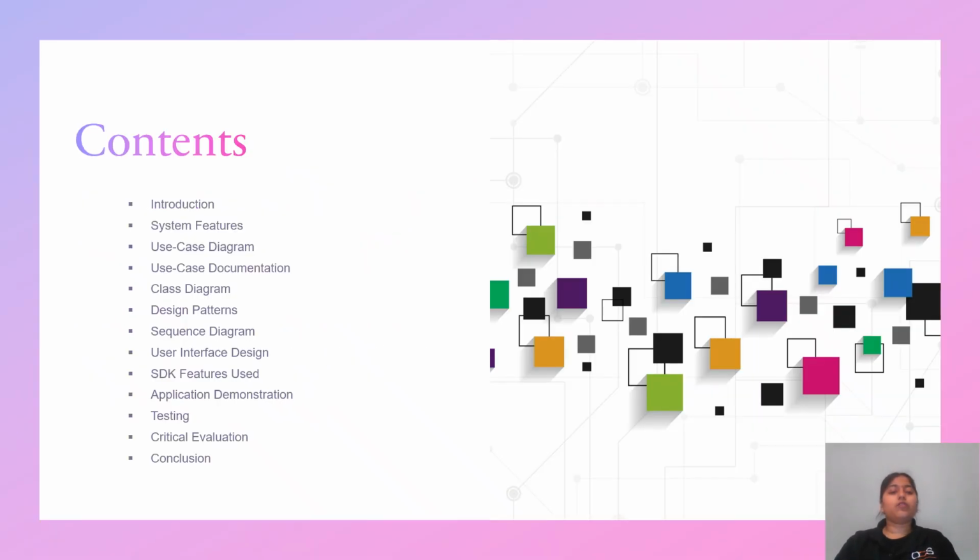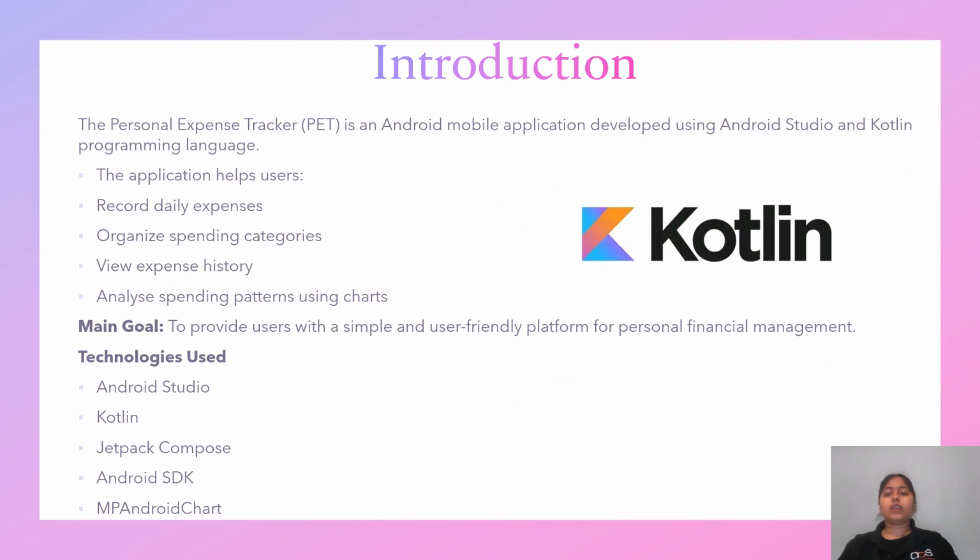The first one is introduction, system features, use case diagram, use case documentation, class diagram, design patterns, sequence diagram, user interface design, SDK features used, application demonstration, testing, critical evaluation, and the last is conclusion. And let's start with the introduction.